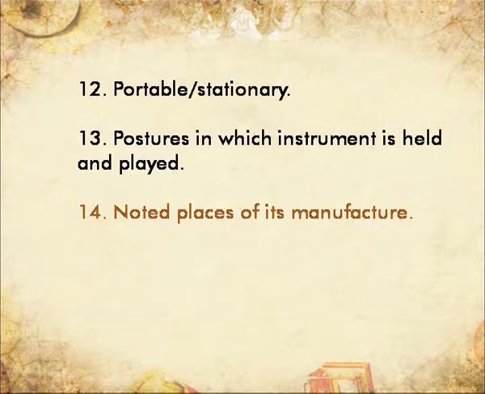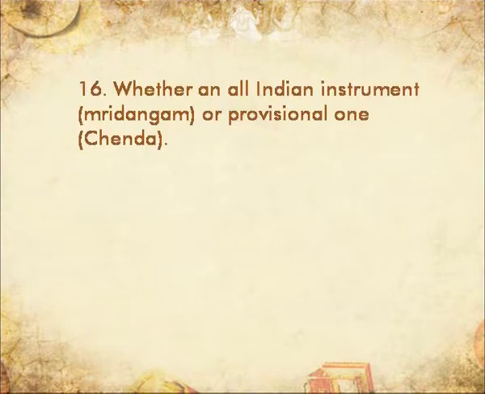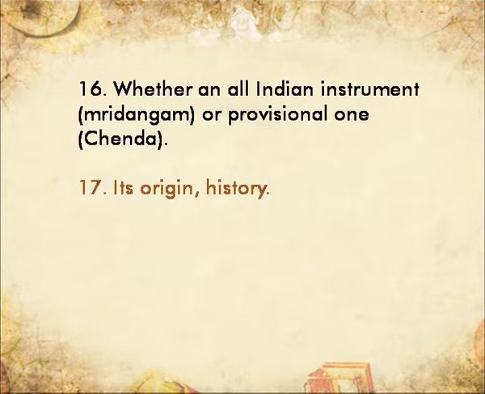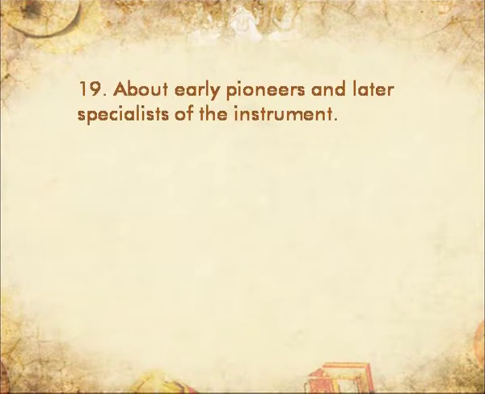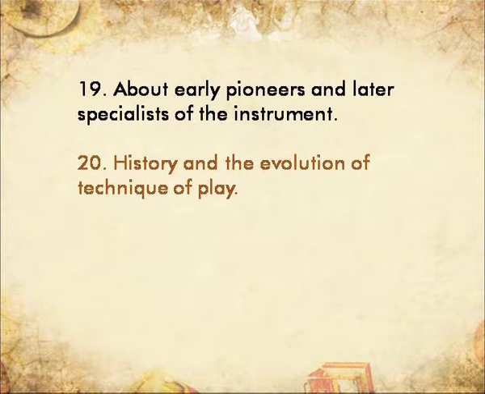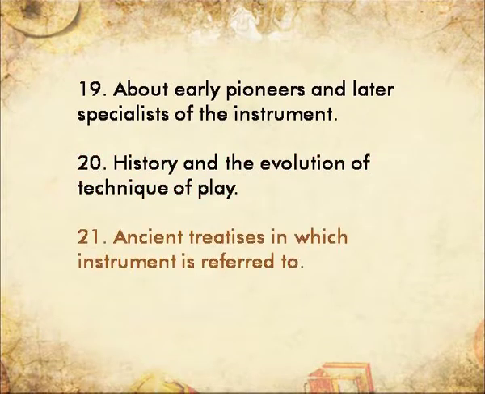Places noted for the manufacture of the instrument, its geographical distribution, whether it is an all-Indian instrument like the mridangam or a provincial instrument like the chendai, its origin and history, the various stages through which it passes before attaining the present form, the names of the earlier pioneers and the later specialists of the instrument, also the history and evolution of the technique of play, the ancient treatises in which the instrument is referred to. Keeping in mind these points, a thorough study of a musical instrument can be made.